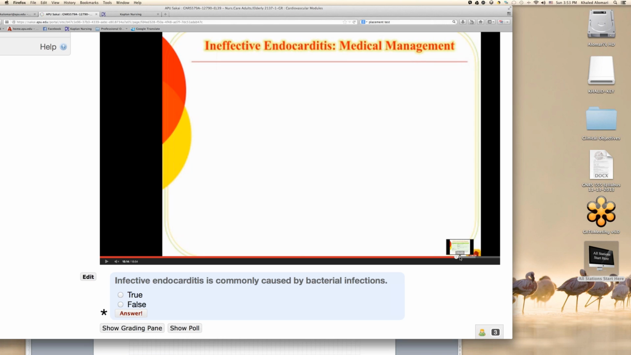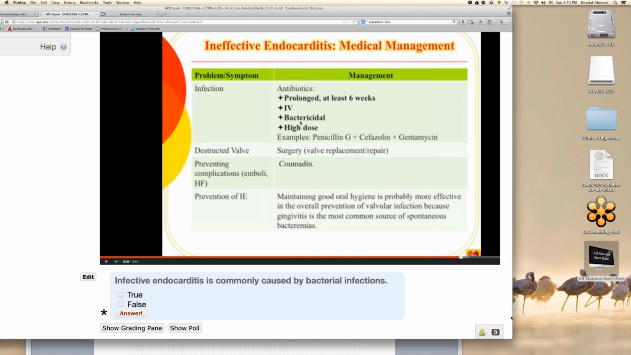Again, the other thing about medical management: now we know that every bacterial infection should be treated with antibiotics, but we talked about this being a serious infection. So the treatment is still the same, it's antibiotics, but not regular: high dose, bactericidal, for a prolonged time, and it should be done through IV.